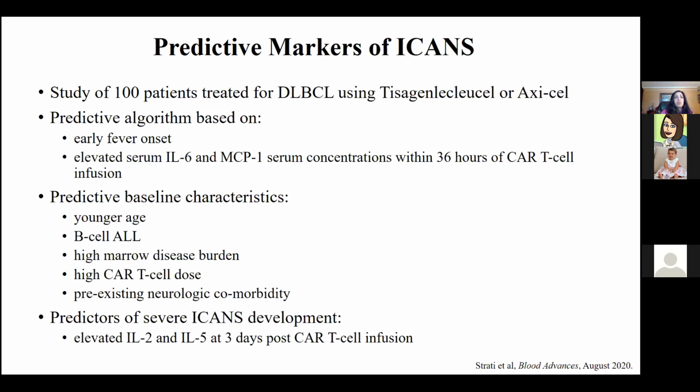And also those that had some sort of pre-existing neurologic comorbidity. Interestingly enough, this was not seizure disorders. Patients that had pre-existing seizure disorders were not at any higher risk, but patients that did have previous neurologic involvement of their malignancy, those that had leptomeningeal disease previously, or those who have had other CNS infections were at higher risk of developing ICANS. Some of the predictors of severe ICANS were elevated IL-2 and IL-5 levels at 3 days post CAR T cell infusion, which may just indicate increased immune signaling.